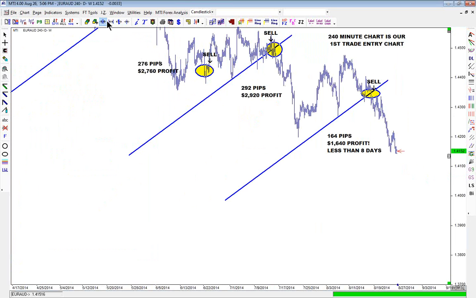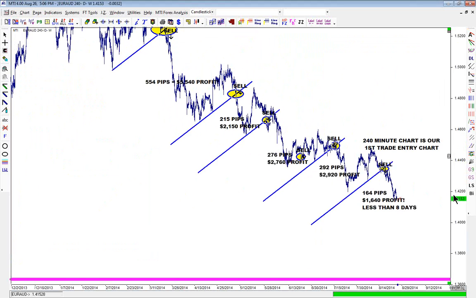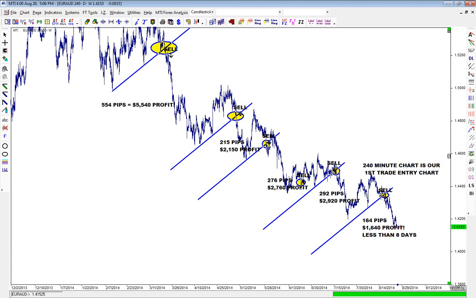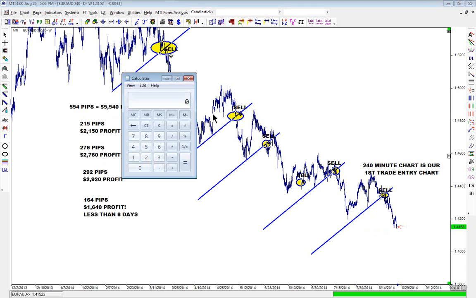Let's see how much profit you could have generated here on just the past couple of entries alone, heading towards that D extension or target of the larger time frame. Let's calculate this here. 554, 215, 276, 292, 164. Let's take a little calculator here and do the math. We've got 554 plus 215 plus 276 plus 292 plus 164. That's 1,501 pips times $10. That's a $15,000 profit.